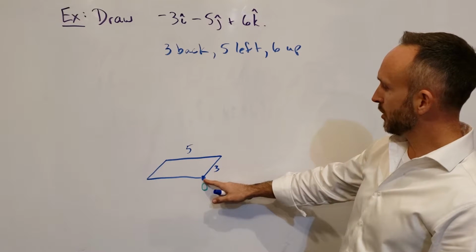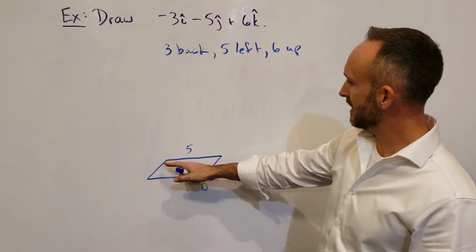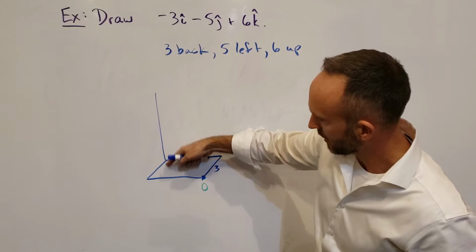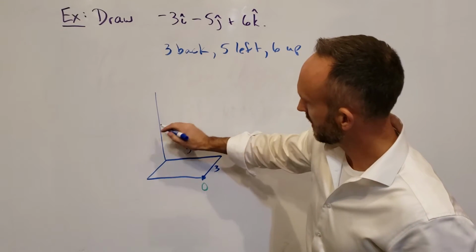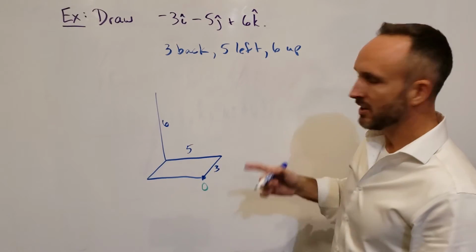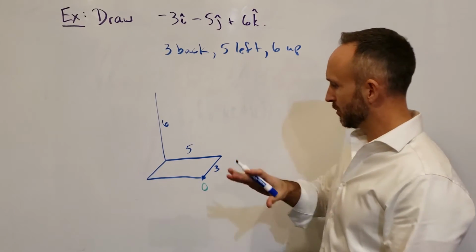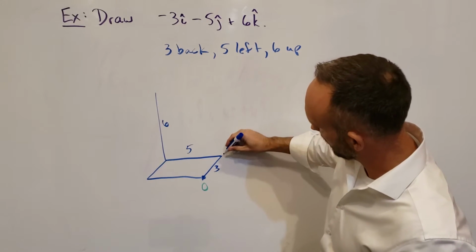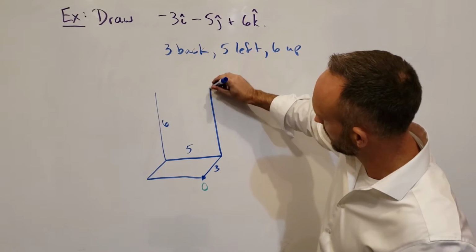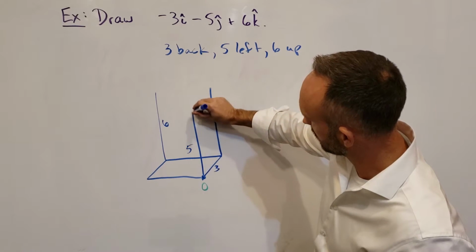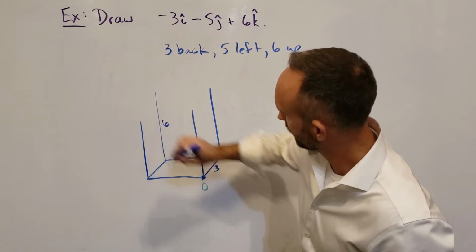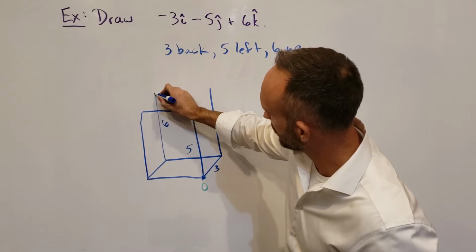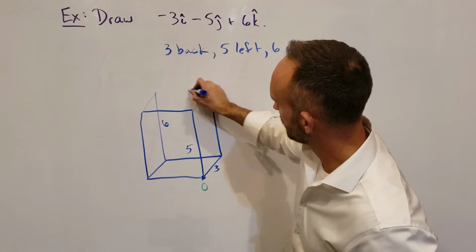I start at my origin, I go 3 back, 5 left, and then I need to go 6 up. If I were going 6 down, I'd go down from that corner. So this now is 6. And then to finish the box that will contain my vector, I will draw parallel lines to this exactly the same length. I say exactly, shouldn't have said that, but something close. Okay? And I'll kind of fix it as I finish it up and draw my ceiling, okay? So something like that.